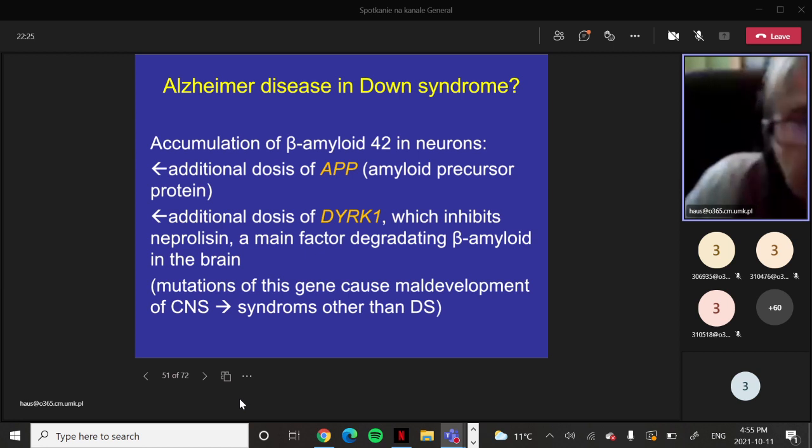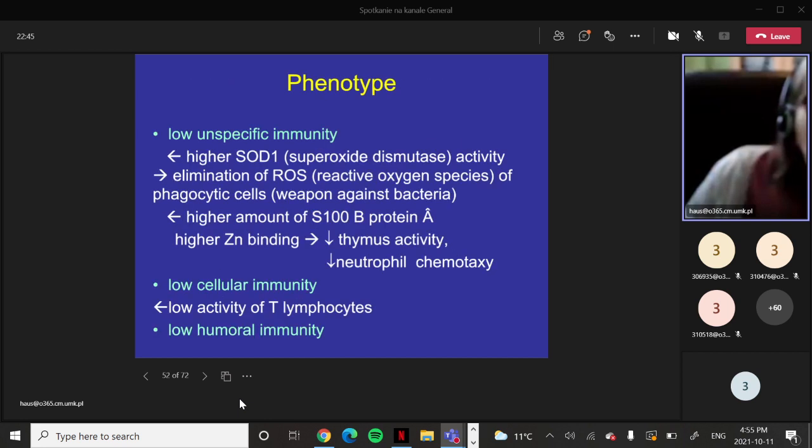So, additional doses of DYRK1A inhibit neprilysin, and because of this inhibition, beta amyloid 42 is not degraded. Okay, it's another problem.